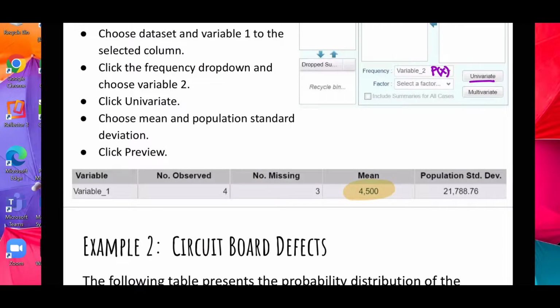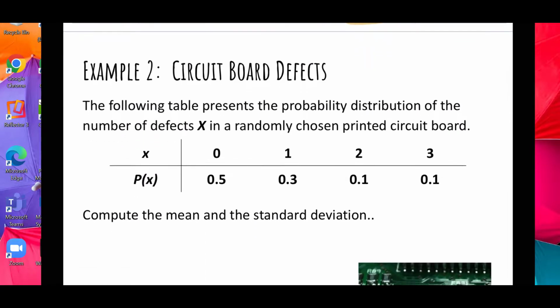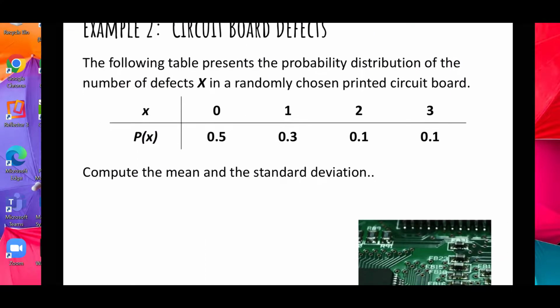So let me go back here, and let's look at the next example. It says the following table presents the probability distribution of the number of defects X in a randomly chosen printed circuit board. Compute the mean and the standard deviation. So we're just going to do the same thing. You can pause the video, and then once you unpause it, come back and we will do this together.